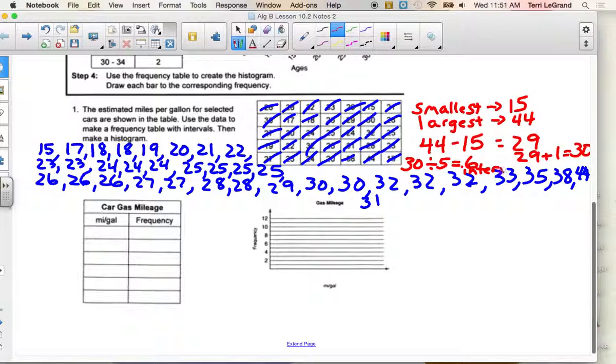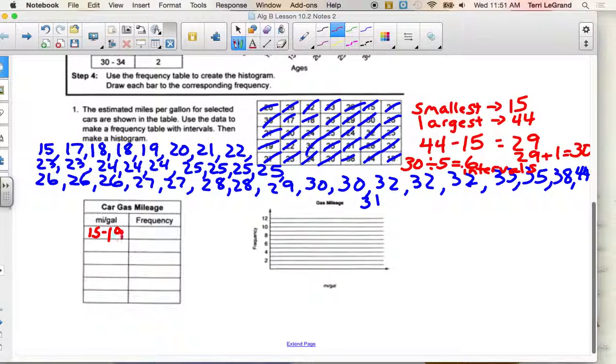So we have 6 intervals, and the number we divide by should be how many of those miles per gallon values are represented in each. So we start at 15, and we only want 5 in there, so 15, 16, 17, 18, 19. Remember the subtract and add 1 thing? 19 take away 15 is 4, add 1 is 5. So it goes to 19.